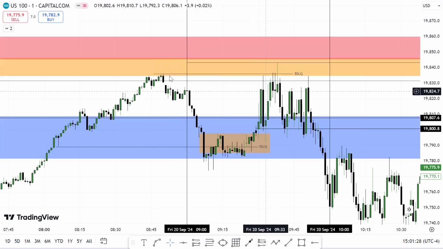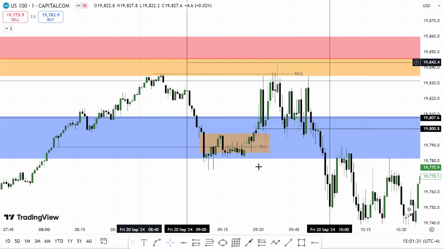Please, everybody should pay attention now. This is really where the model comes in handy. So we have just this buy side liquidity here.